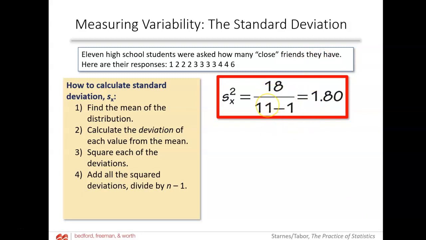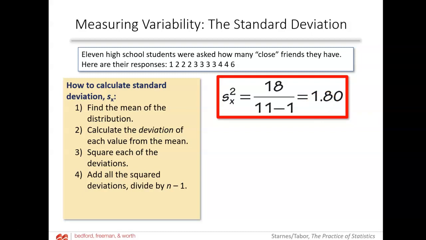So n minus 1 is a 10. Remember there were 11 things, so 1 less than that would be a 10. And our variance, we're calculating a variance right now, and they use that to notate variance, is 1.8. So if I use the labels from this problem, there's a sample variance of 1.8 friends squared.